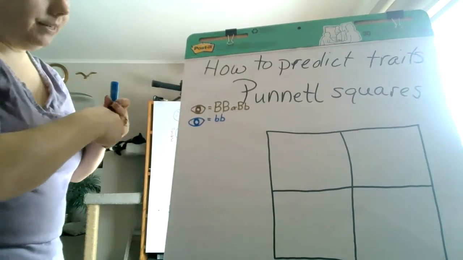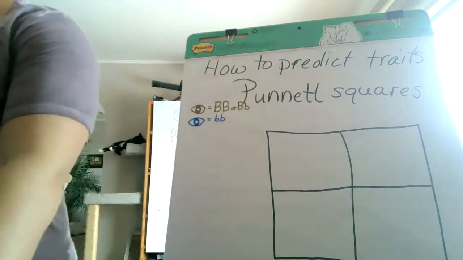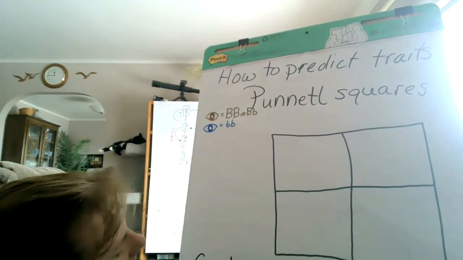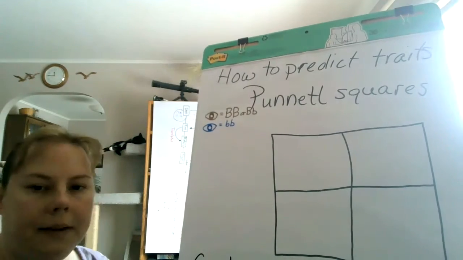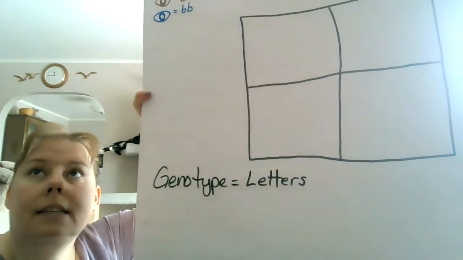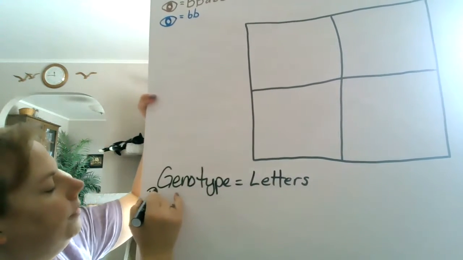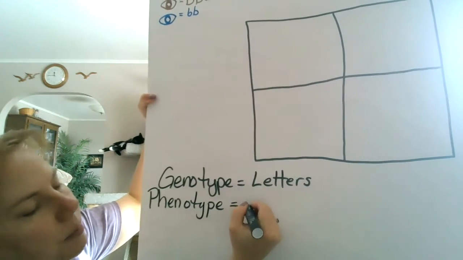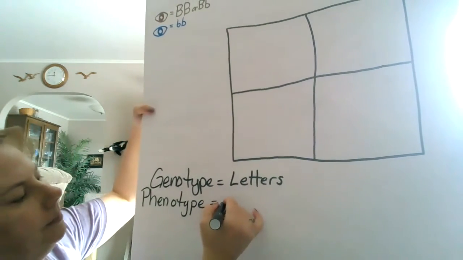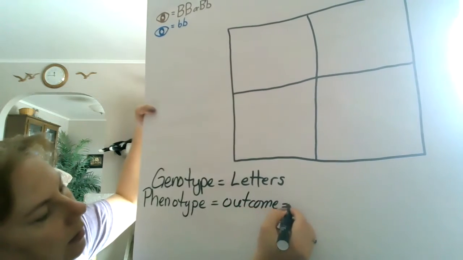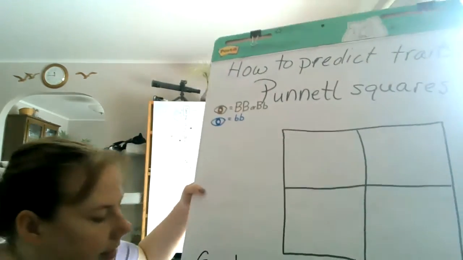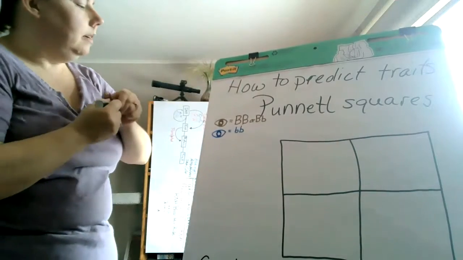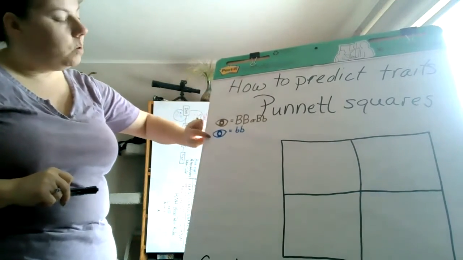And how this is working, so we've introduced genotype. Genotype equals the letters. Oh, you guys can't see that, silly me. Genotype is the letters that are being used. Then we have a new word called phenotype. Phenotype is the outcome, the expressed trait. So in this case, the genotype would be big B, big B, big B, little b, or little b, little b. And the phenotype would be brown eyes or blue eyes.